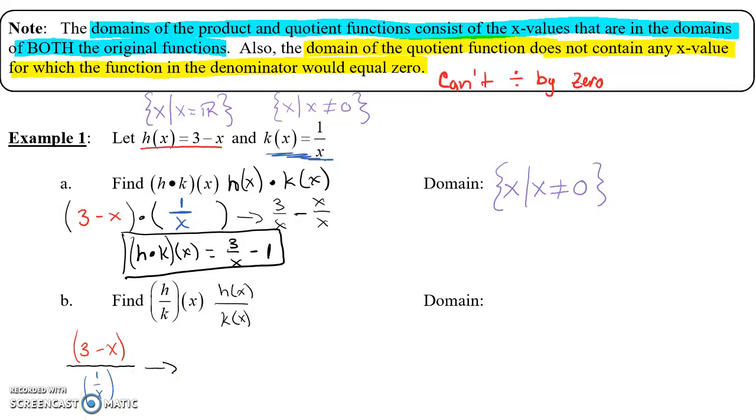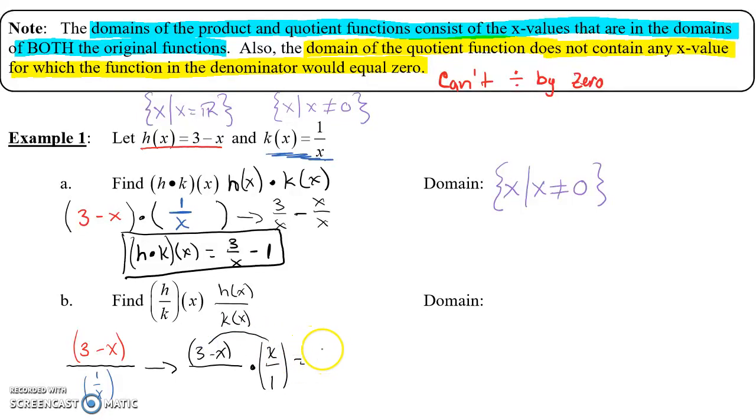So, dividing is the same as multiplying by the reciprocal. So if I have 3 minus x in my numerator, instead of dividing by 1 over x, I'm going to multiply by x over 1, the reciprocal, which means I have to distribute again.